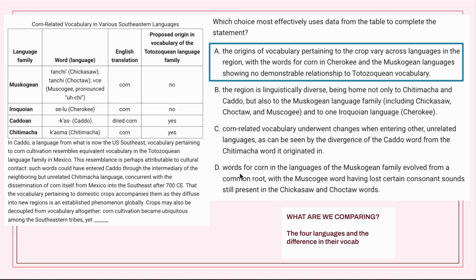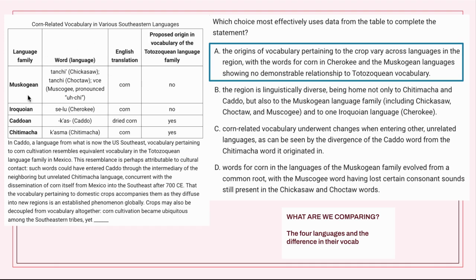D, words for corn in the languages of the Muskogean family evolved from a common root, with the Muskogee words having lost certain consonant sounds still present in the Chickasaw and Choctaw words. Well, this is just talking about this specific language family, this Muskogean. We want to be talking about all four language families. We want to be talking about all of the southeastern languages. This is just focusing on the word for corn in this specific language family.